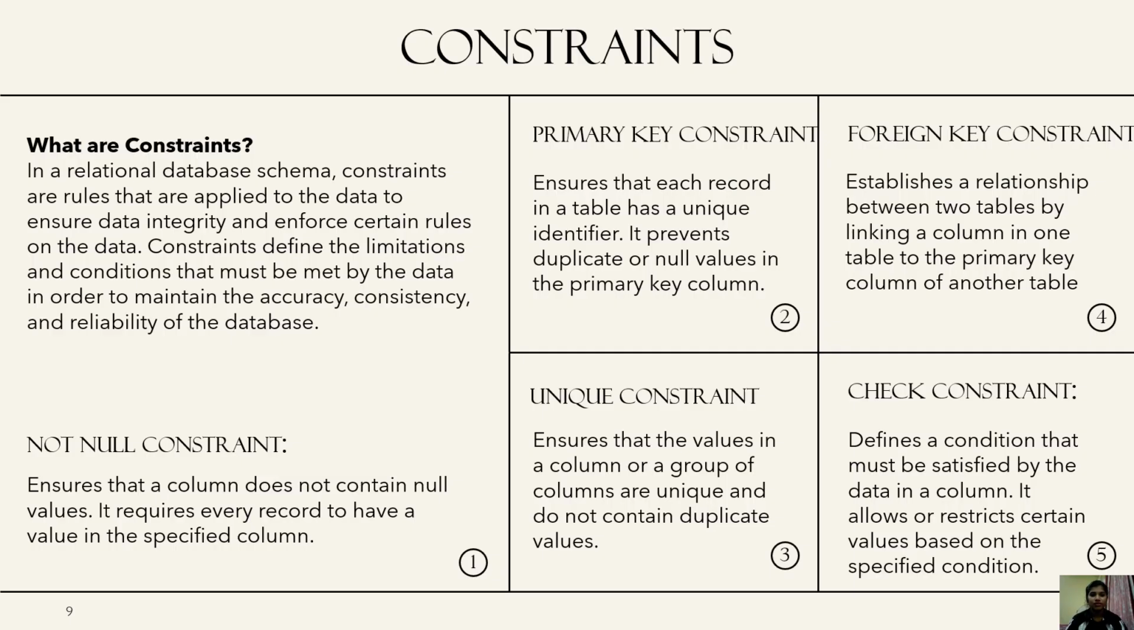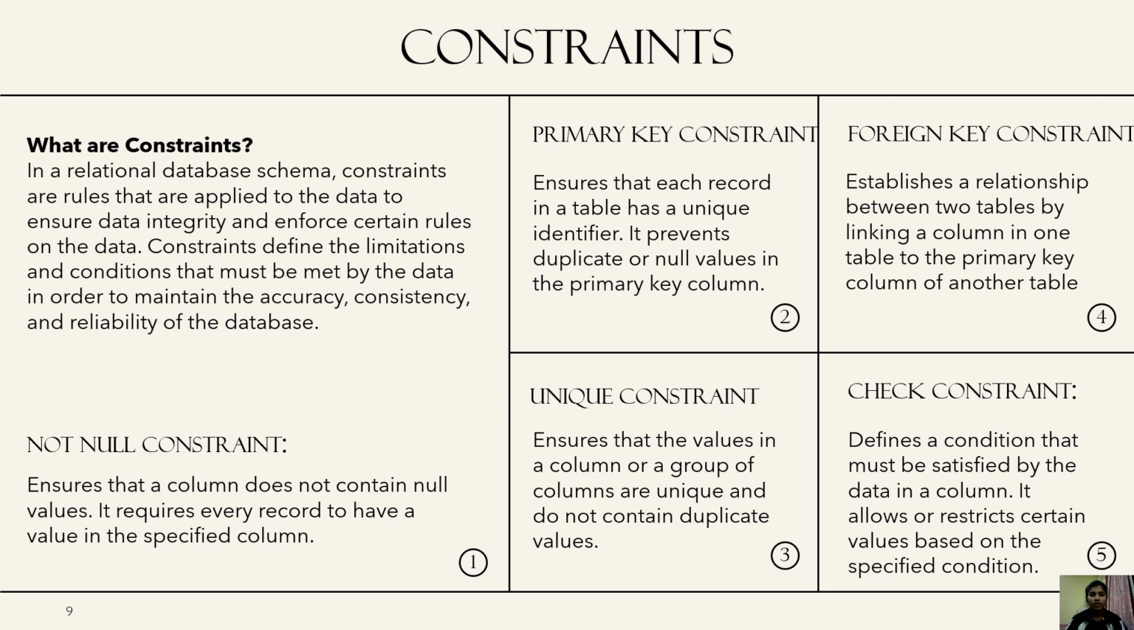Next is constraints. So what are constraints? Relational database schema constraints are the rules that are applied to the data. Through these rules we ensure integrity, accuracy, consistency, and reliability of data. The various constraints are not null, primary key, foreign key, unique key, and check constraints.